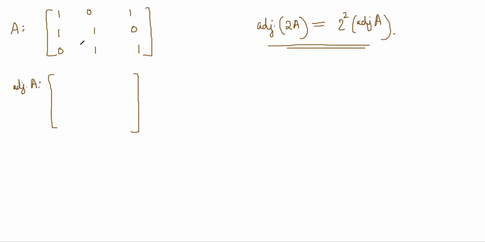Can you just show the thing again? Another property: adjoint of kA is equal to k to the power n minus 1 into adjoint of A.